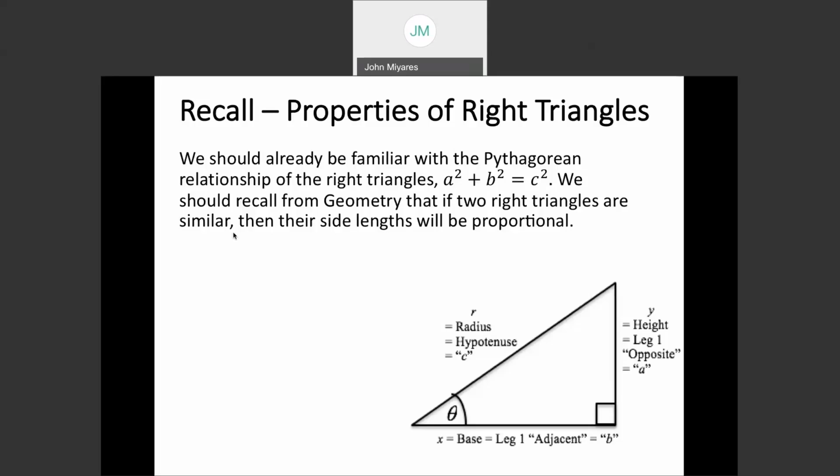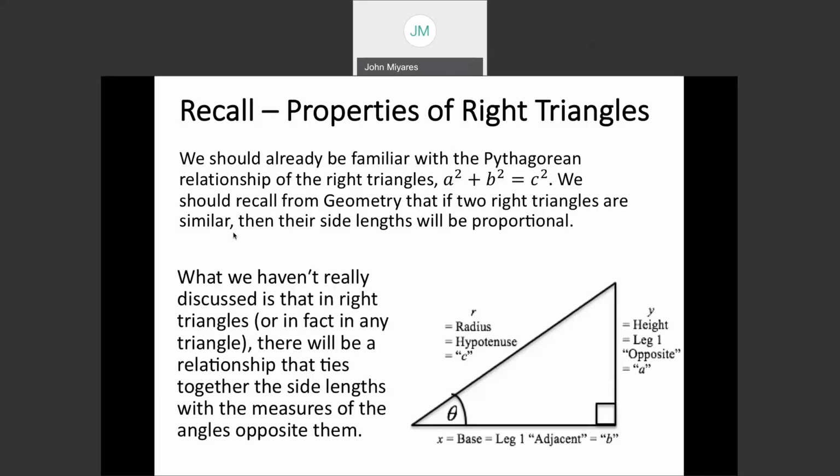We should also recall from geometry that if two triangles are similar, then their side lengths are going to be proportional, meaning that if we had two triangles with the same corresponding angle measures, like a 40-degree, 50-degree, and 90-degree angle, then the ratios of the lengths of the hypotenuses would always be proportional to the ratio of the lengths comparing any of the corresponding sides. What we haven't really discussed is that in right triangles, or in fact in any triangle, there will be a relationship that ties together the side lengths with the measures of the angles opposite them.